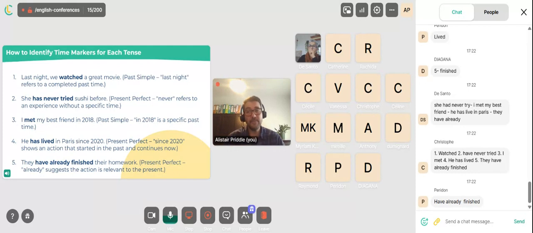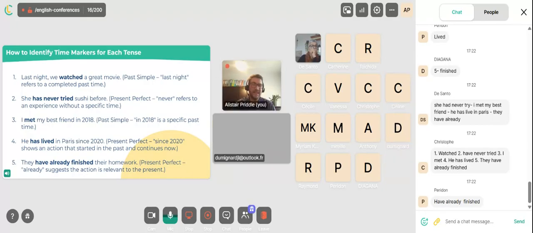Number 3, I met my best friend in 2018. This is the past simple because in 2018 is a specific past time and it's finished. It is completed. I met my best friend in 2018.